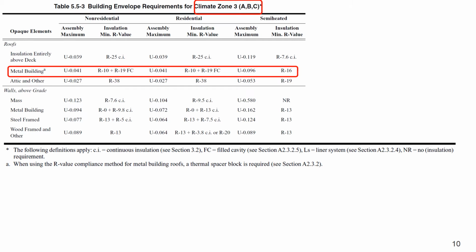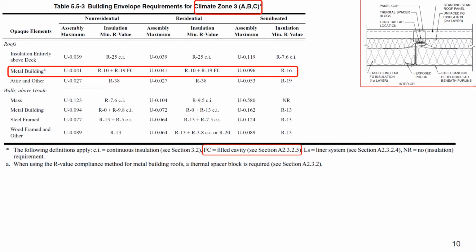Climate Zone 3 has less insulation. Notice the single layer fiberglass for the semi-heated. And this also now has a filled cavity system. FC correlates to filled cavity, which is not the same as a liner system. So for climate zones 1 through 3 in the 2013 standard, if you're going with the R value method, you would need to install an R19 plus R10 filled cavity system.